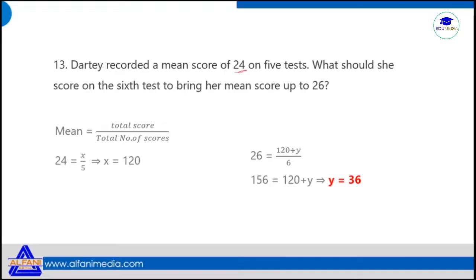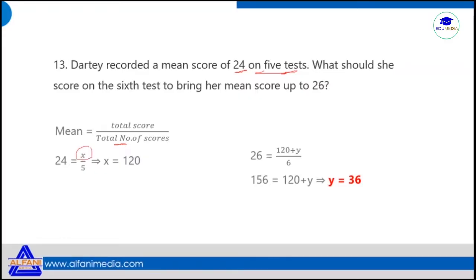So we know that the mean is 24. That's the first instance. When the mean score is 24, the total number of tests she took was 5. So I know the total number of tests she took, which is 5, but I don't know the total score, so I have to look for the total score. I represent that total score with x here.